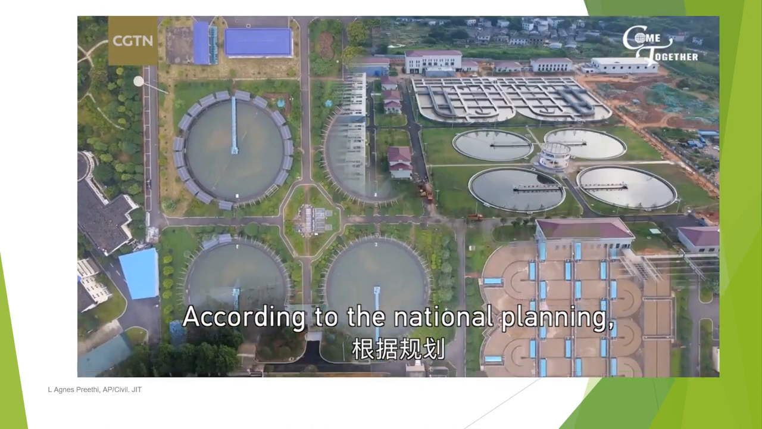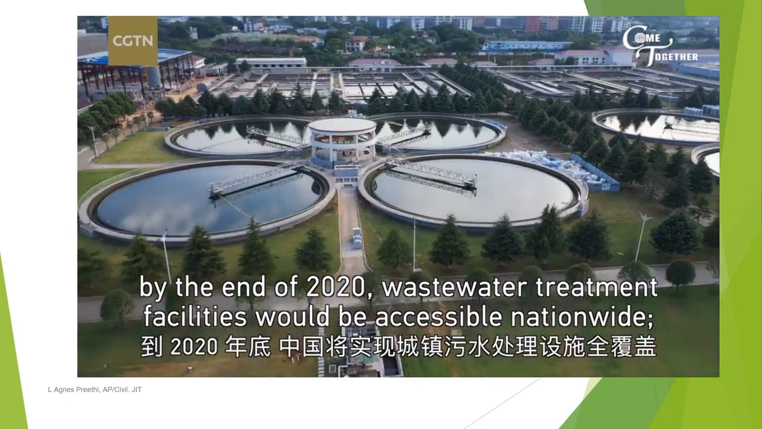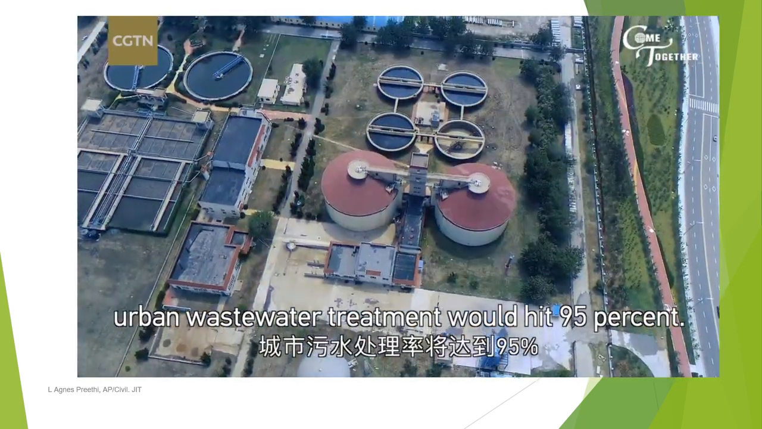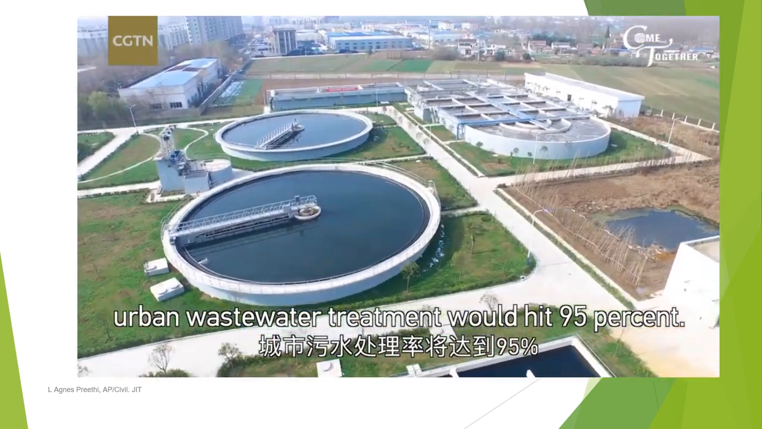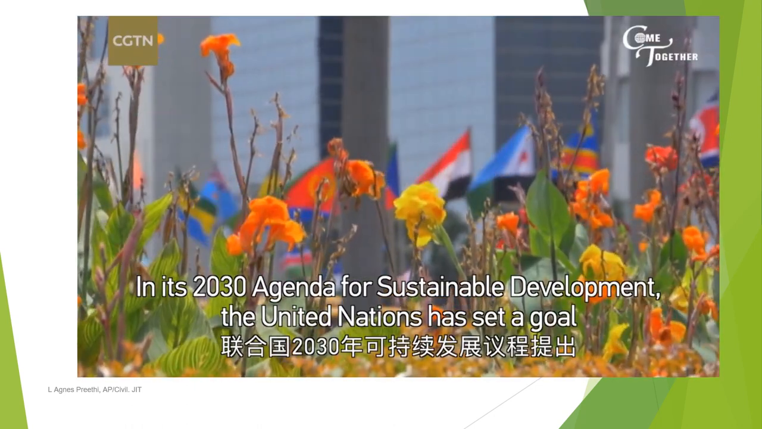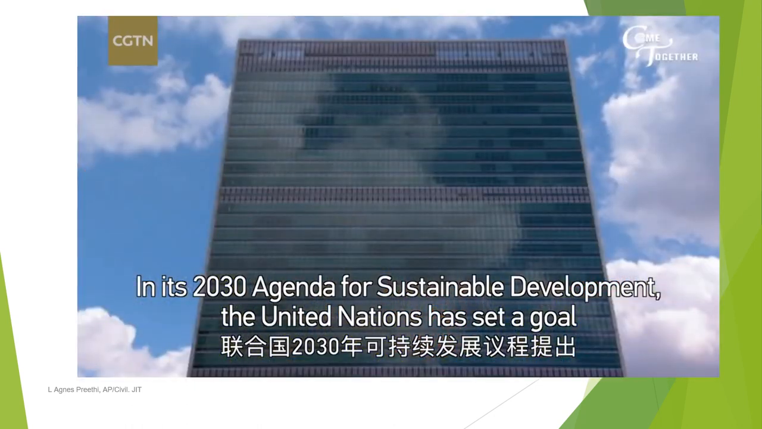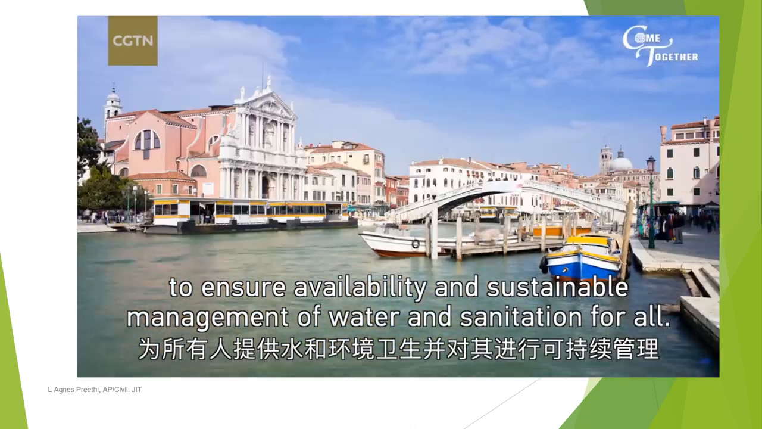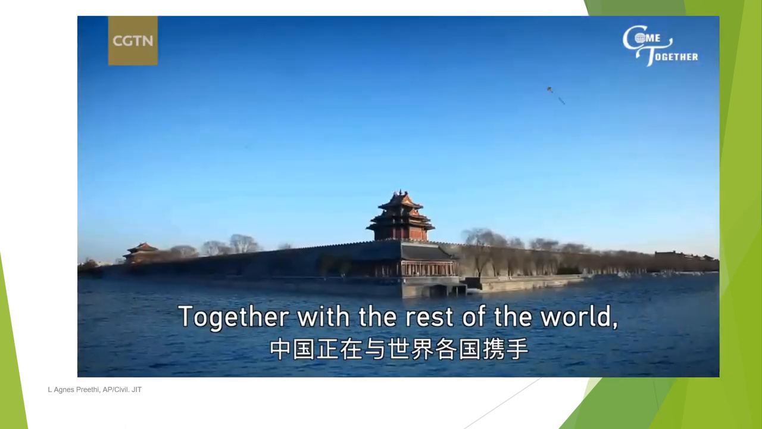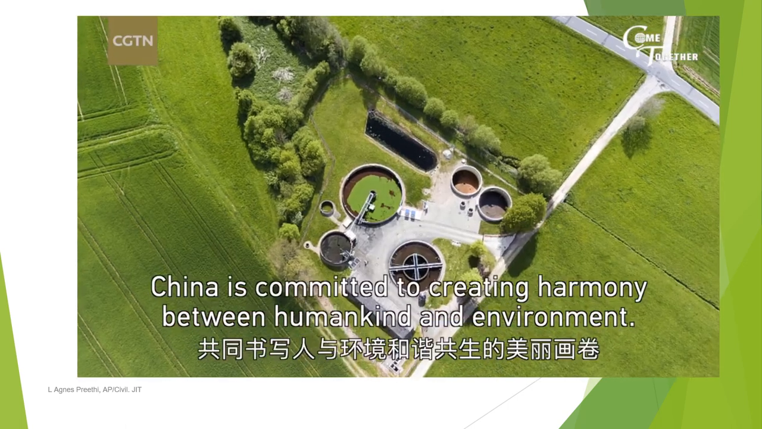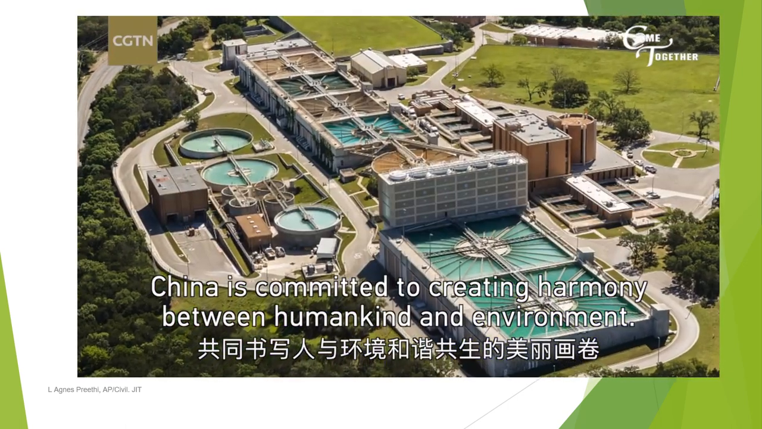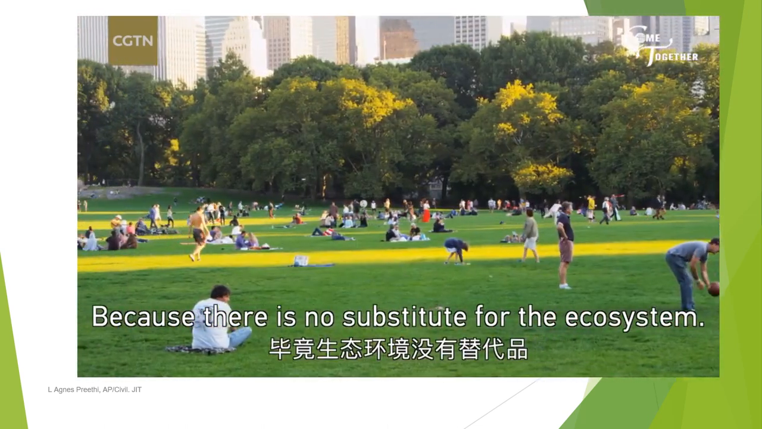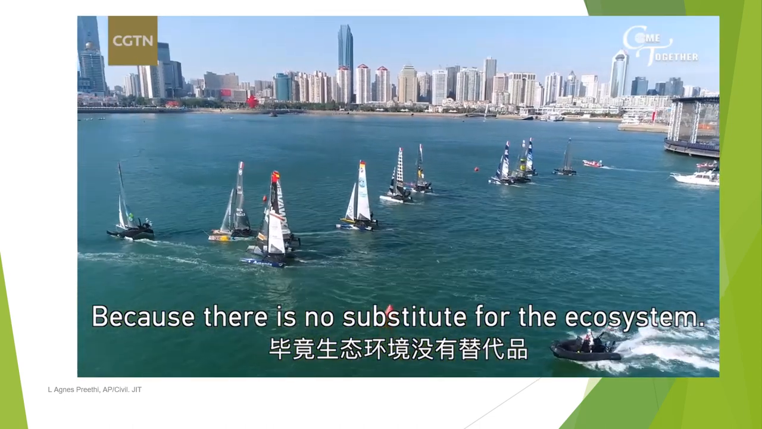According to the national planning, by the end of 2020, wastewater treatment facilities would be accessible nationwide. Urban wastewater treatment would hit 95%. In its 2030 agenda for sustainable development, the United Nations has set a goal to ensure availability and sustainable management of water and sanitation for all. Together with the rest of the world, China is committed to creating harmony between humankind and environment. Because there is no substitute for the ecosystem.